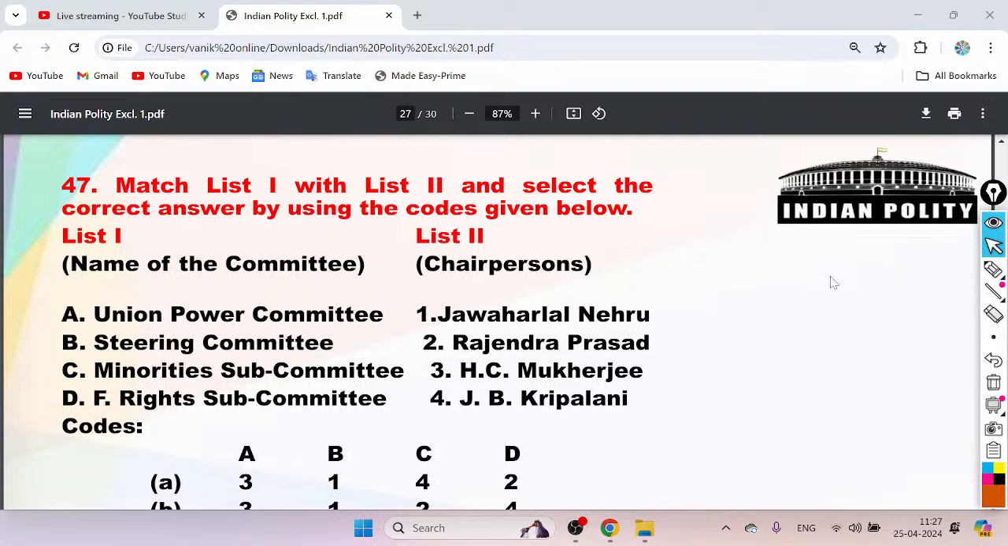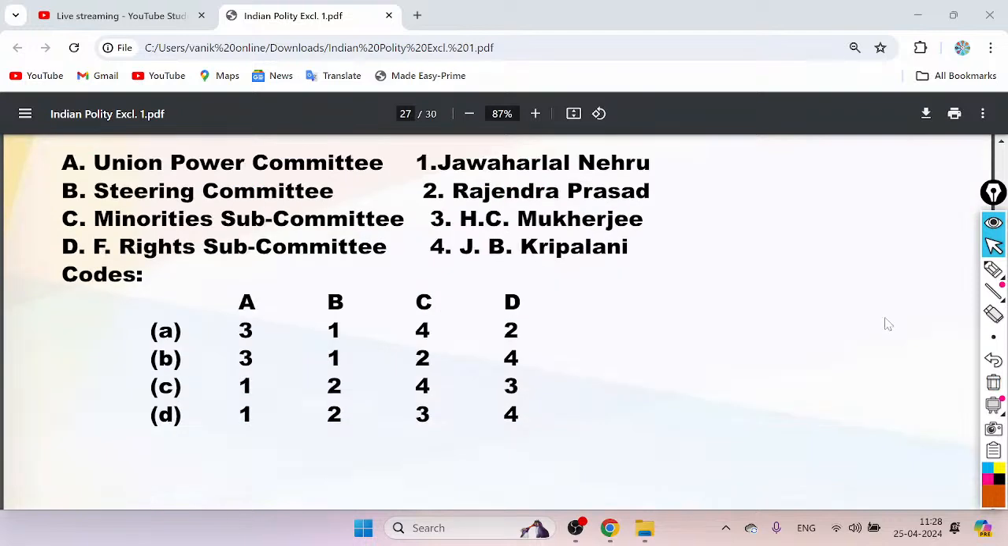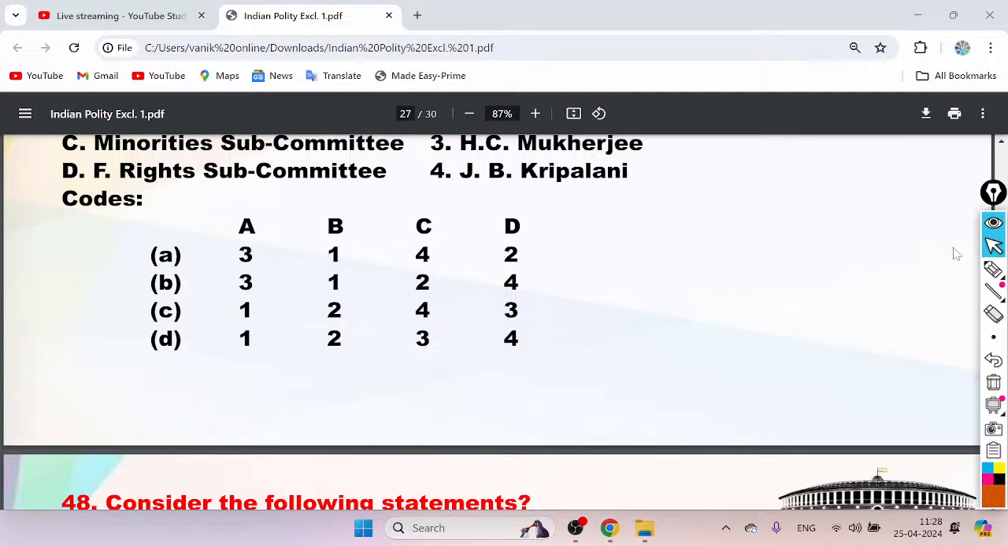Match list 1 with list 2. Union Power Committee was chaired by Nehru, Steering Committee was chaired by Rajendra Prasad, Minority Subcommittee was chaired by S.C. Mukherjee, Fundamental Rights Subcommittee was chaired by J.B. Kripalani. So it is the right order. So we can say the answer is 1, 2, 3, 4. D.